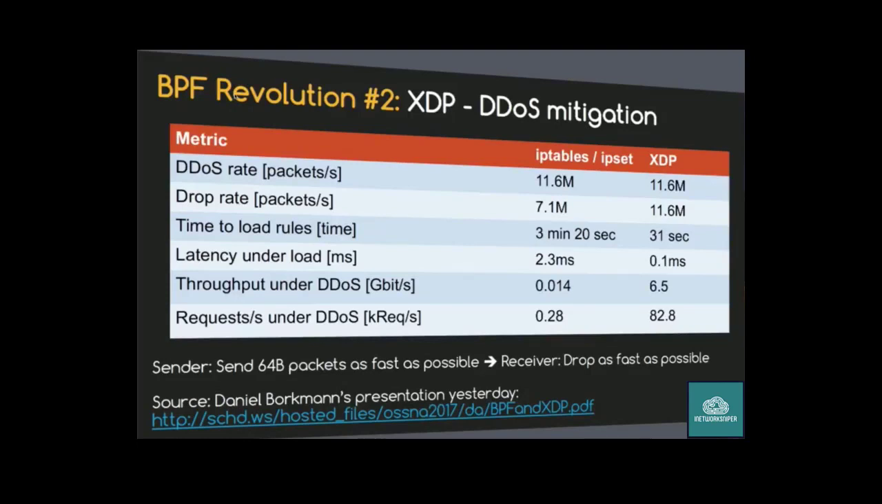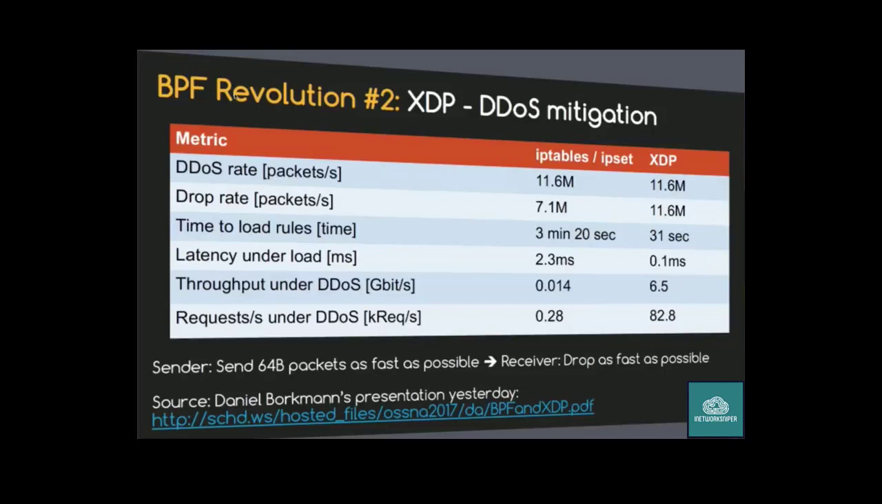What I'm showing here is an experiment that we've done. We've measured an XDP BPF DDoS mitigation filter compared to an IPset-based DDoS mitigation filter. IPset is an iptables extension which allows you to match on a set of IPs or ports. We've connected two machines together back to back with a 10 gigabit network card, and we've loaded the filters to filter on 16 million IP addresses. We would then use one machine to send as many 64-byte packets as possible, and the receiver would have to drop them as quickly as possible.